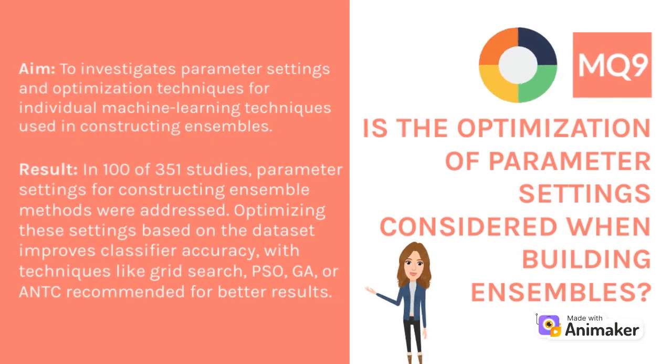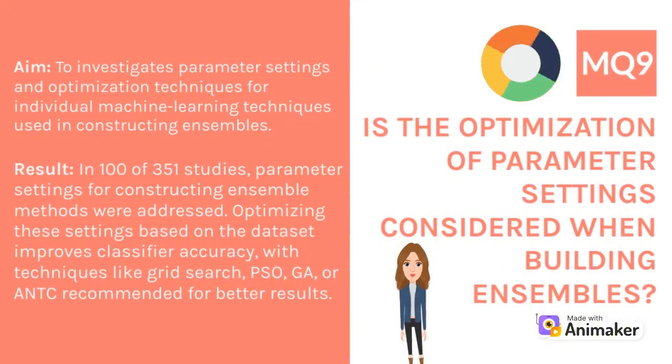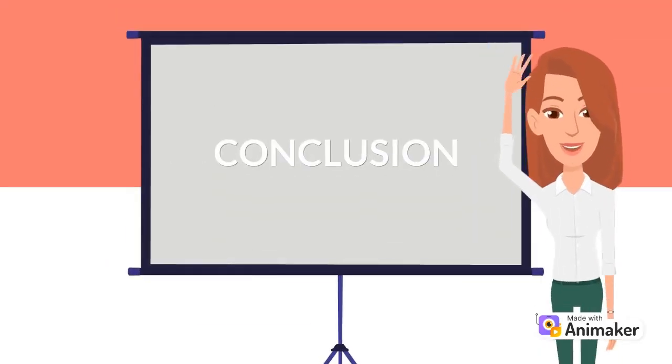MQ9 investigates parameter settings and optimization techniques for individual machine learning techniques used in constructing ensembles. In 100 of 351 studies, parameter settings for constructing ensemble methods were addressed. Optimizing these settings based on the dataset improves classifier accuracy, with techniques like grid search, PSO, GA, or ANTC recommended for better results. Let's move to the last part of our video.